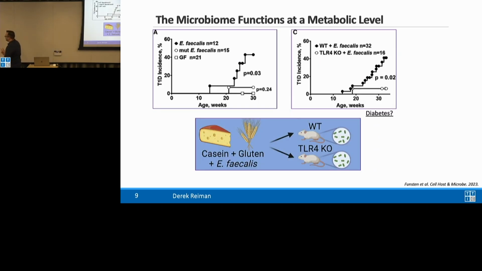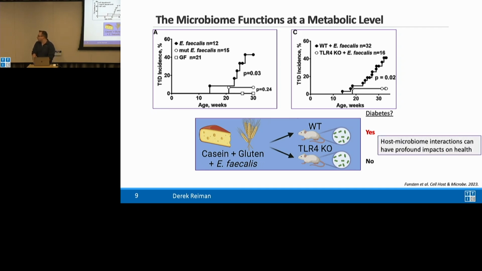And what we can show is if we take these germ-free mice, so there's no microbiome, and we give them casein and gluten, and this one single microbe that we suspect causes diabetes, we get diabetes. But if instead we take a knockout mutant of this mouse, so we eliminate the mouse's ability to respond to this molecule, or if we mutate the microbe and remove the ability to cut the gluten, no diabetes. So what's the moral of the story here? We don't eat gluten. No. The moral is that even on these simple scales, host microbiome interactions can have a huge profound effect on health.